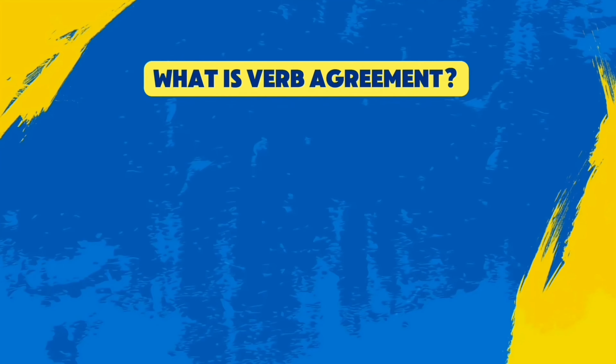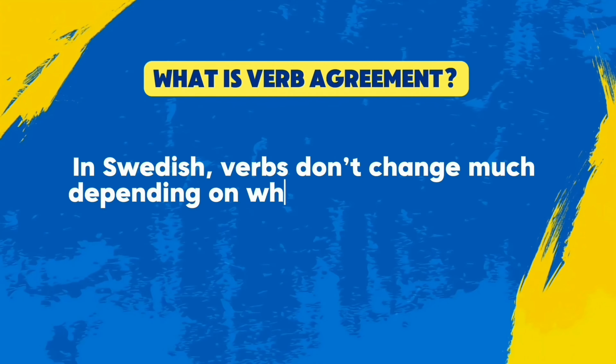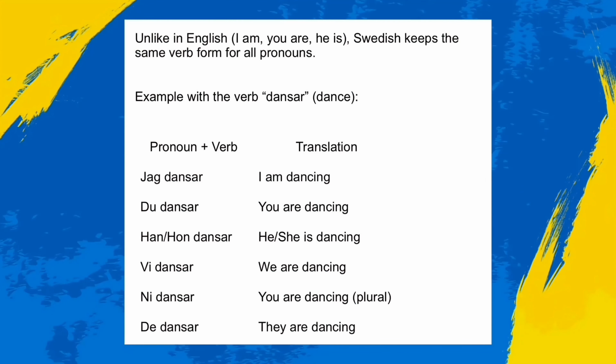In Swedish, verbs don't change much depending on who's doing the action. Example, the verb dansar, which means dance. Jag dansar, du dansar, han, hon dansar, vi dansar, ni dansar, de dansar. One form fits all.